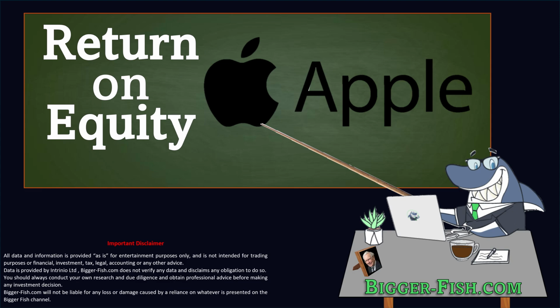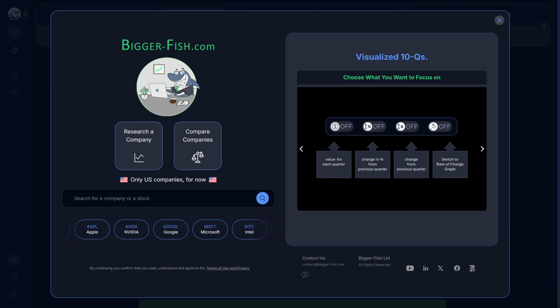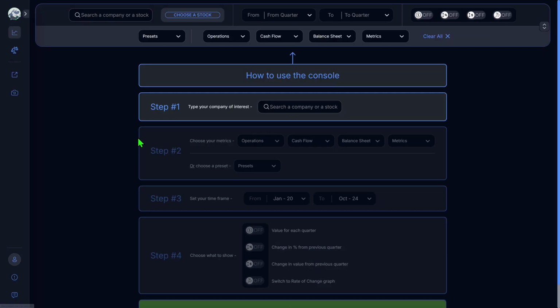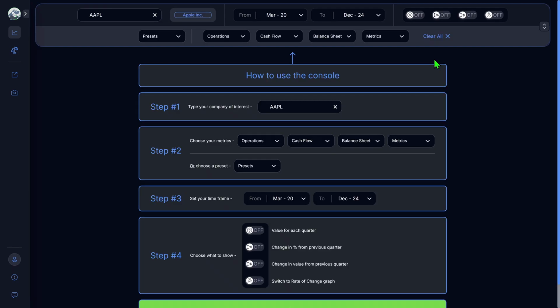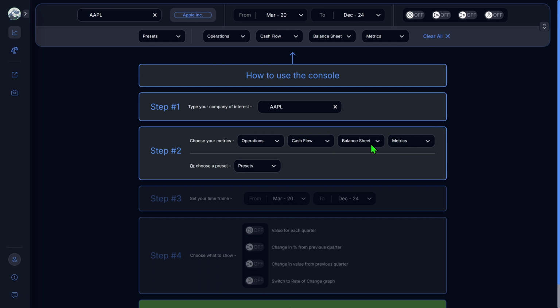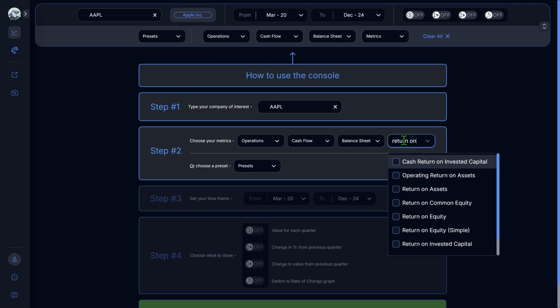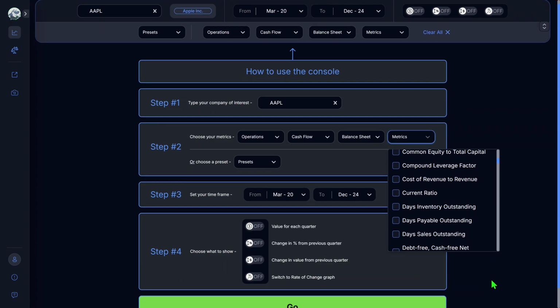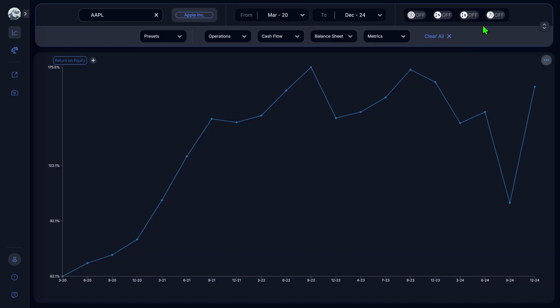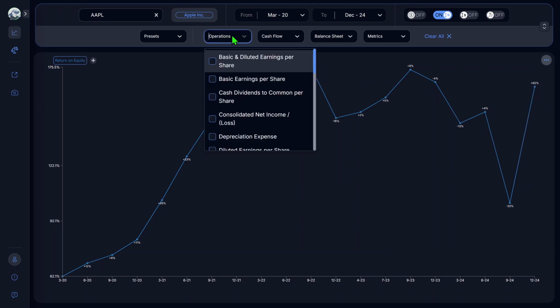Return on equity, ROE, is a key factor in evaluating a company's performance. We're using the biggerfish.com system to look at Apple's ROE. Apple's ROE moved up by 62% for its most recent quarter compared to the previous one. It is of equal importance to figure out what actually moves the ROE.